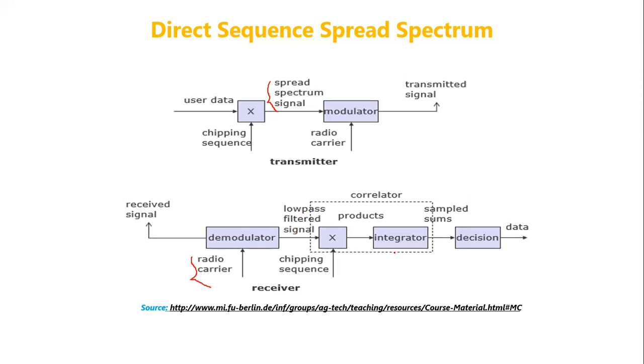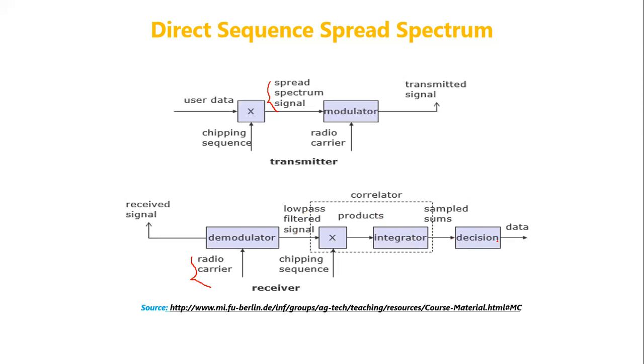These two units combined together are called a correlator. Then the signal will be passed to the final decision unit, which will convert the signal to the actual data. So this is how direct sequence spread spectrum works.